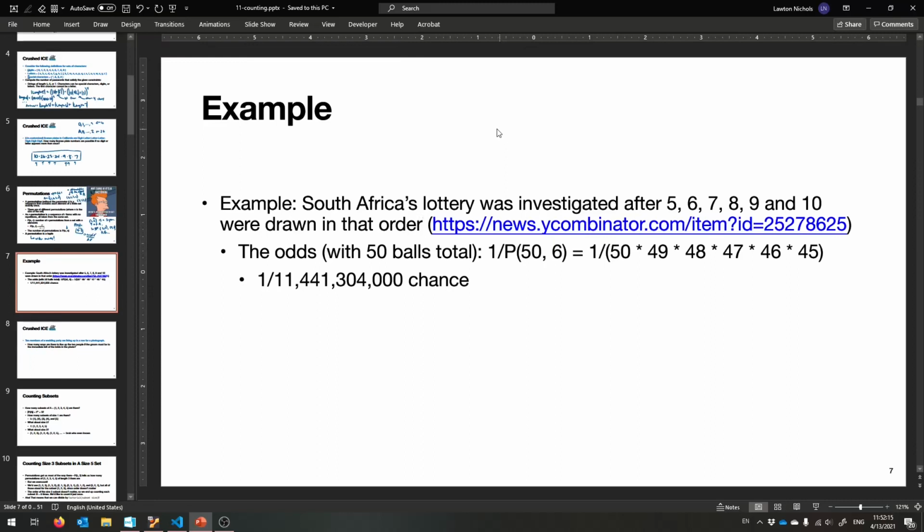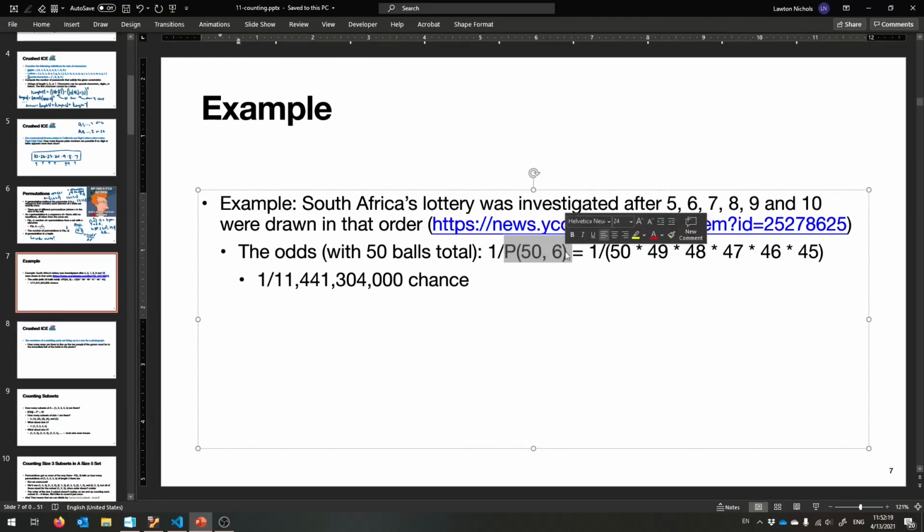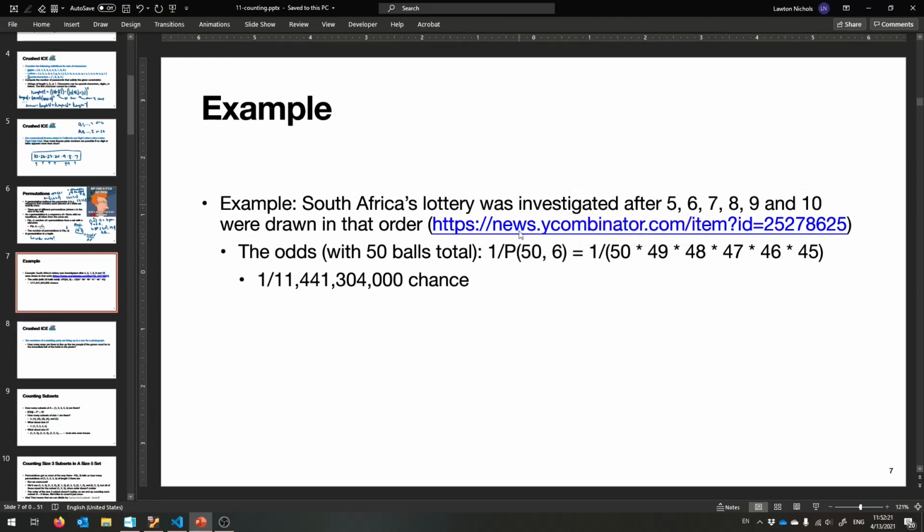And the reason they investigated this is because the odds were very, very slim of that ever really happening. Okay? So the odds of this happening are 1 over P(50, 6), because they had 50 balls to choose from. Like, the way that they choose lottery numbers, they have a little machine with balls that are all moving around. So the number of lottery balls is 50.